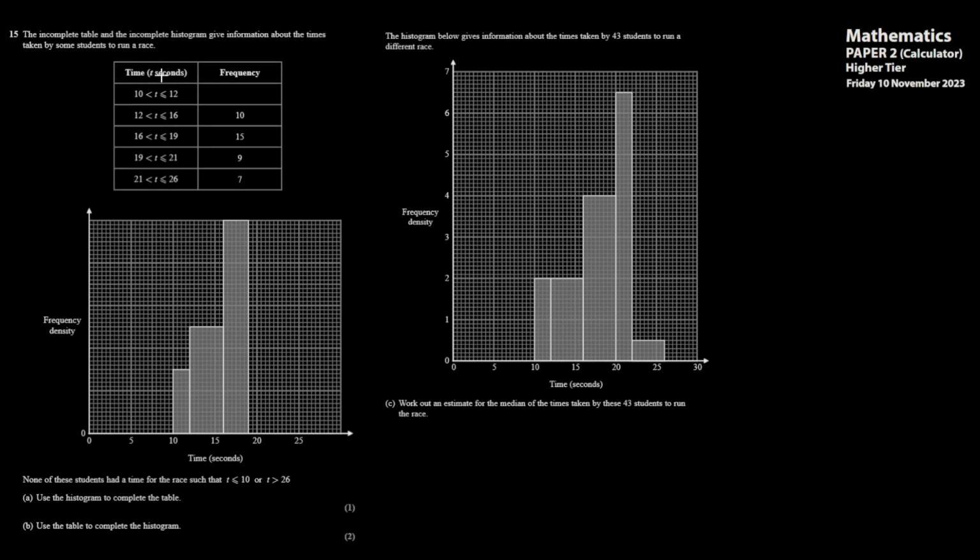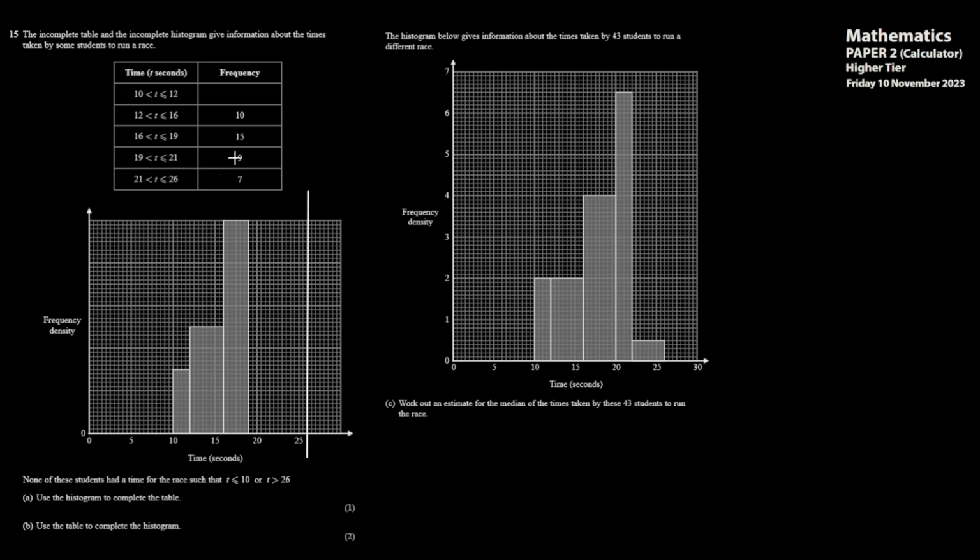Question 15 is all about histograms, and as usual we've got some values in a table and an incomplete histogram, both of which need to be completed. The main problem with the histogram is we don't have a scale, but we are told that none of the students had a time for the race such that they were less than 10, so this is correct as the lower limit, but t can't be greater than 26.